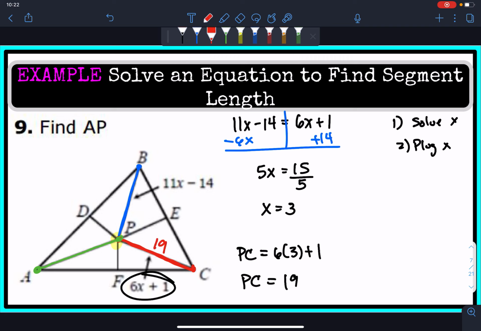And because that's the same distance as P to B, the blue one, this is also equal to 19. Which means that the distance from P to A is also 19. Any distance from the circumcenter to the vertices are all going to be the same. So that's our solution. The distance from P to A is also 19.